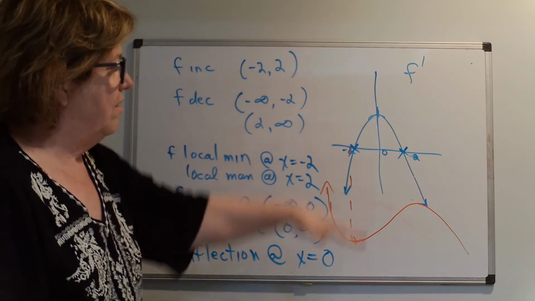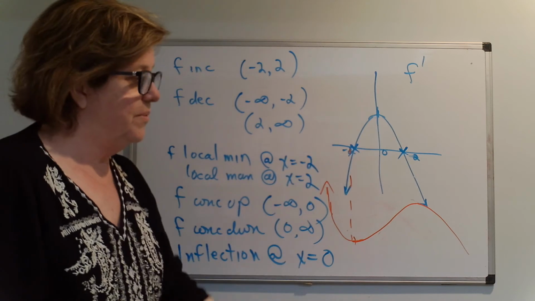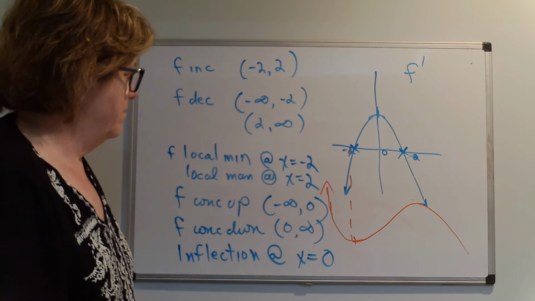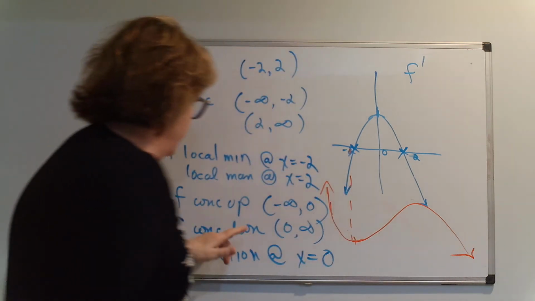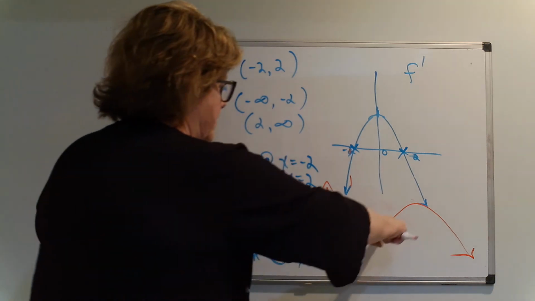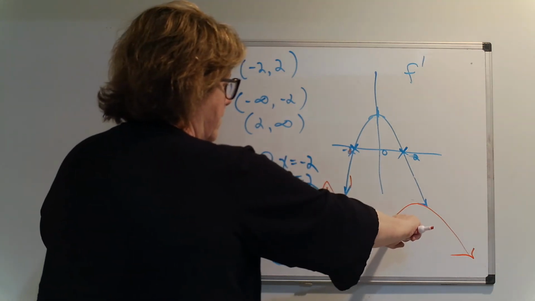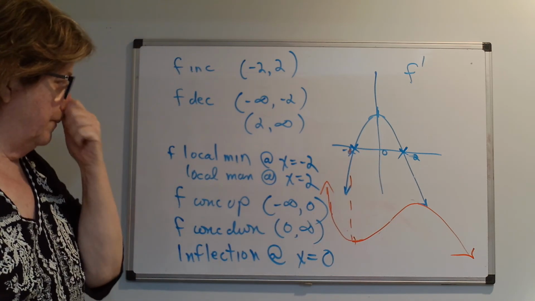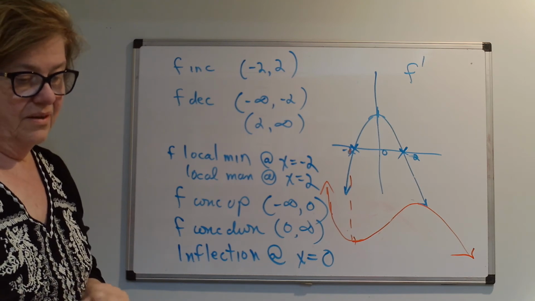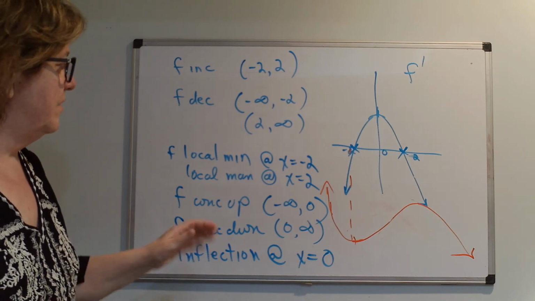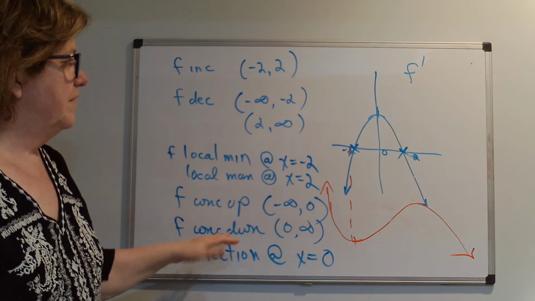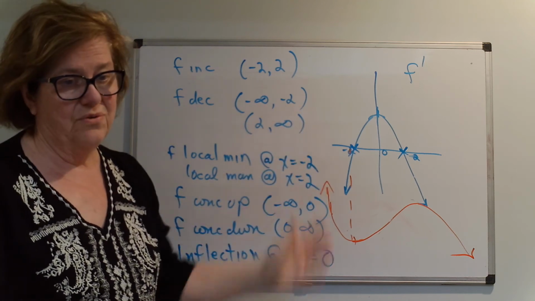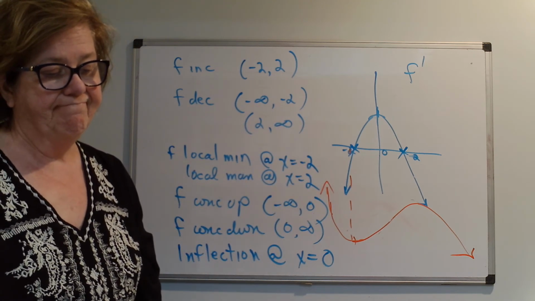We don't know where on the graph this is. It could be up here, it could be down here. We don't know the actual f values, the actual y values. Notice too, this f is concave up from negative infinity to 0, and then it's concave down. So right here at x equal to 0 is an inflection point. So we can get information about the graph of the function from the graph of the first derivative.